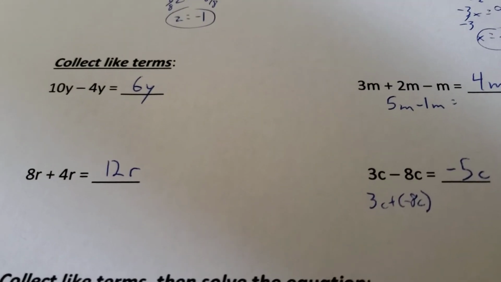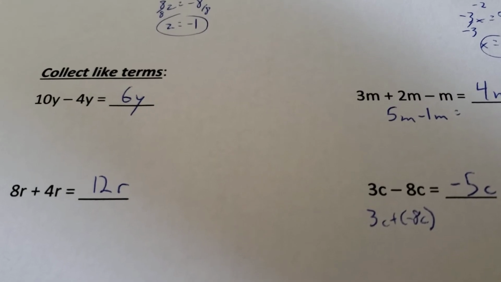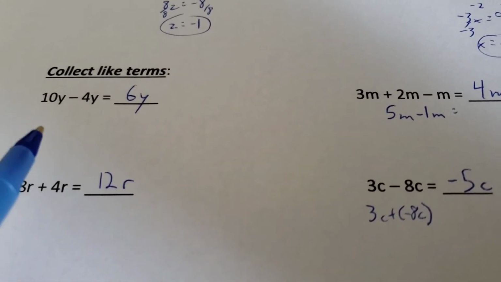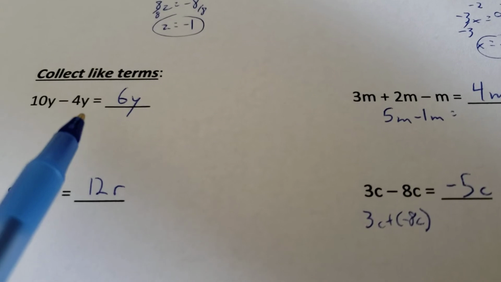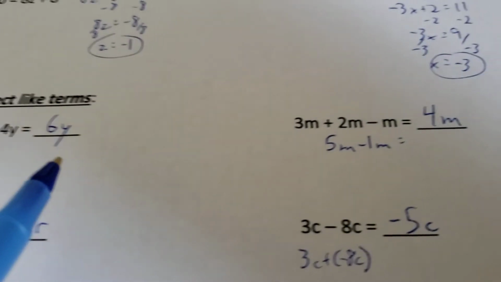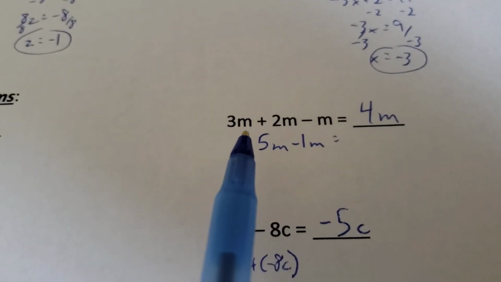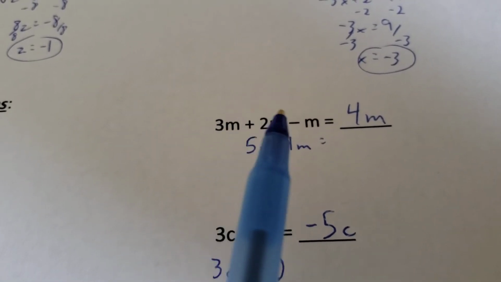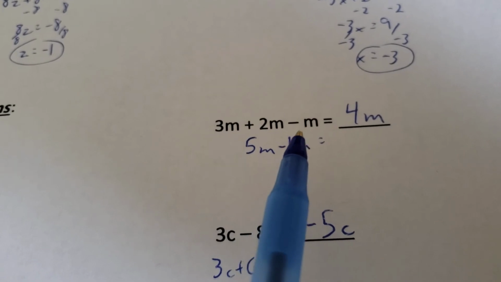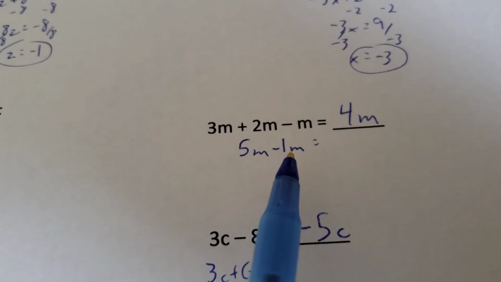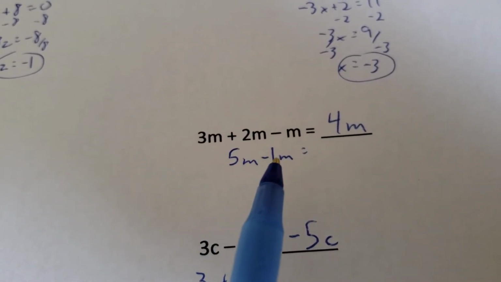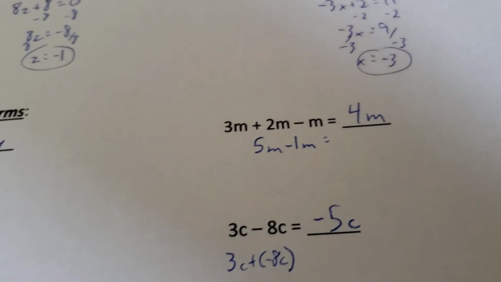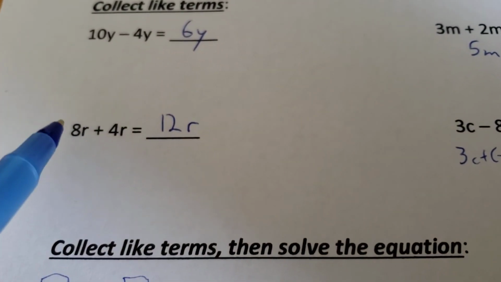Now when it says collecting like terms, these are numbers that have the same type of variable with them. So for example, if I had 10y minus 4y, that'll leave me with 6y. If I have 3m plus 2m minus m, well, I can combine these right now. 3 plus 2 gives me 5m. And remember, if there's no number in front, it's technically representing a 1. So 5m minus 1 more m gives me 4m. And then 8r plus 4r gives me 12r.